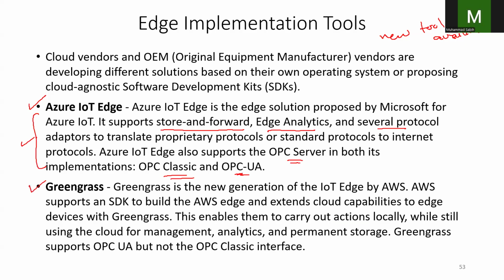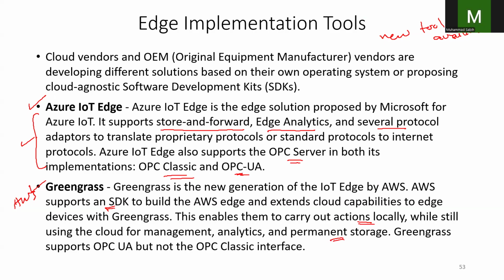On the other side, we have AWS Greengrass, and this is Amazon's answer to edge computing. It lets you build and deploy edge solutions using the AWS SDK, and it allows local analytics and local action processing, and it also gives us cloud-based management and analytics. Permanent data storage is another aspect.